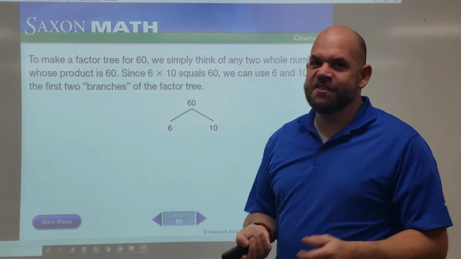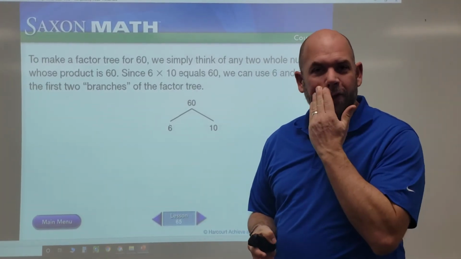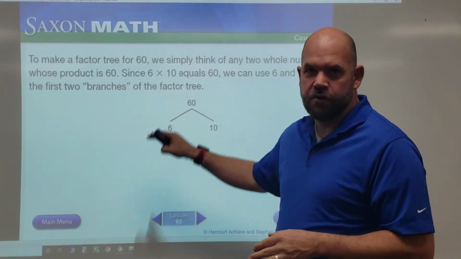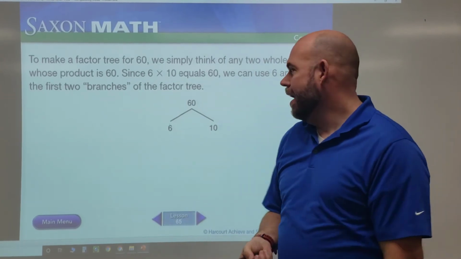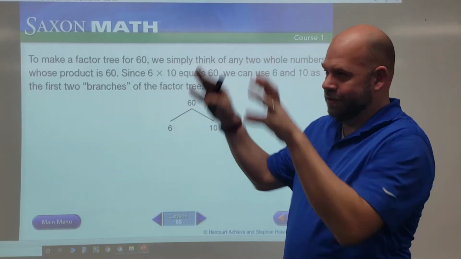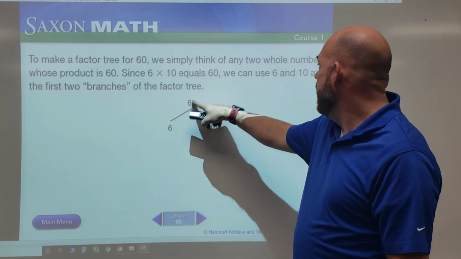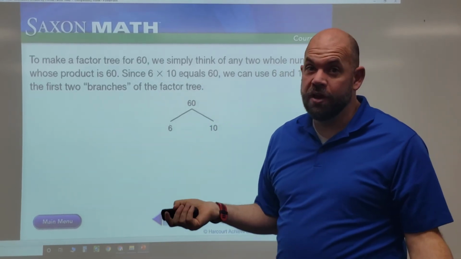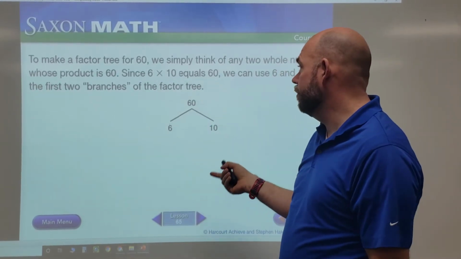All right, now we get to do factor trees. This is cool because it's just a different way, and a lot of students I found prefer the factor trees just because it's more visual, and it's actually kind of fun just to make the tree. So we start with 60, and we're going to think of any two whole numbers that make 60.